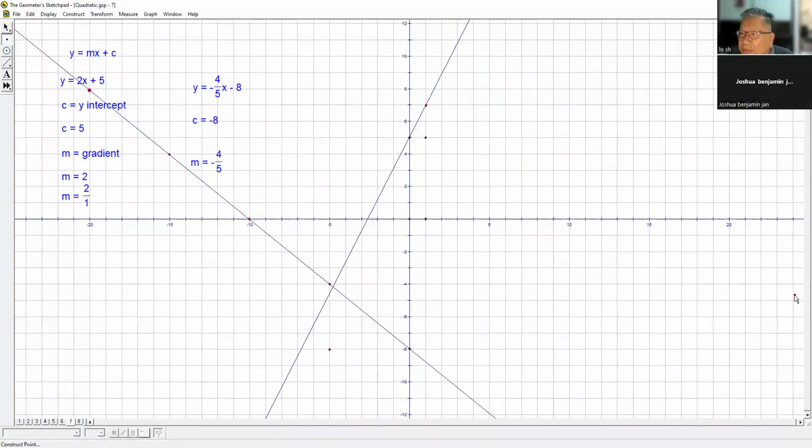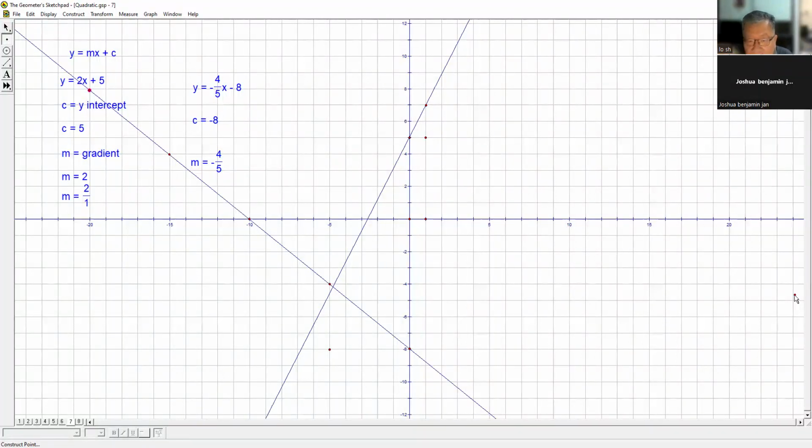Because if you substitute, you only find 2 points. Then as you draw your line further and further, maybe it may become a bit higher, a bit lower. But if you use the gradient method, you can actually plot many, many points, and you draw a straight line. Your straight line is very accurate. You won't go up and down like that.